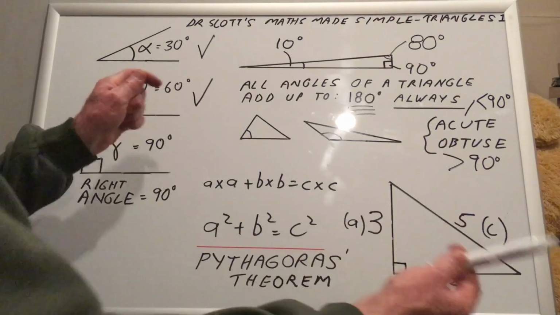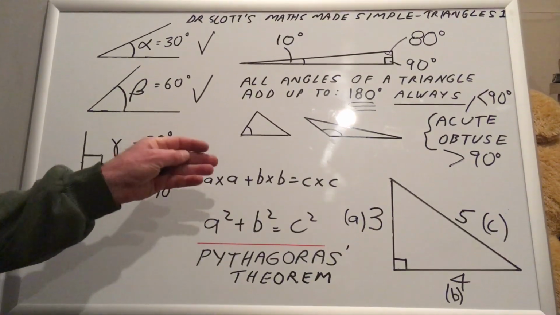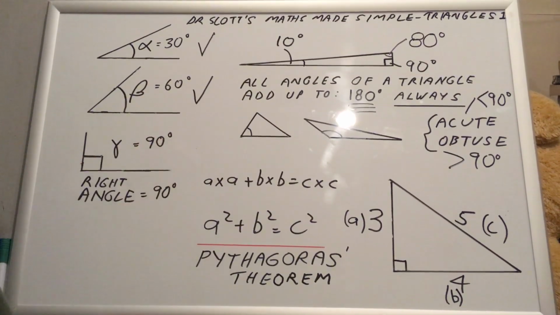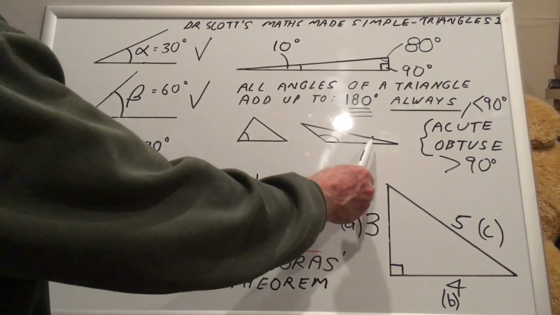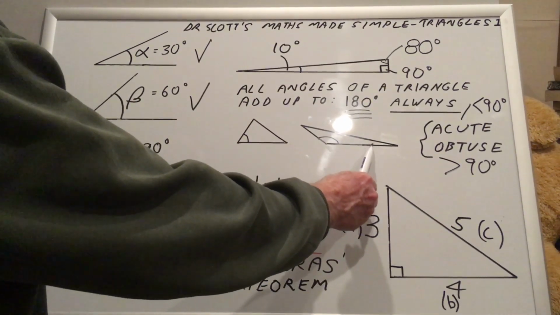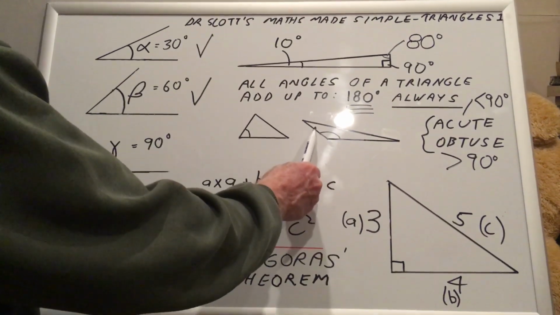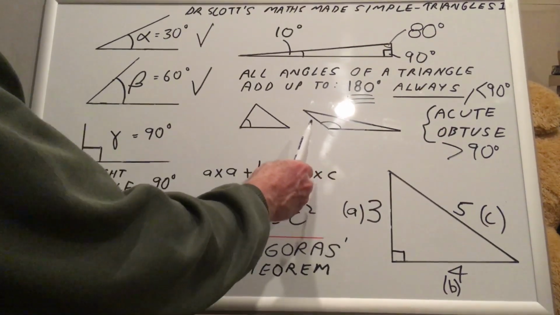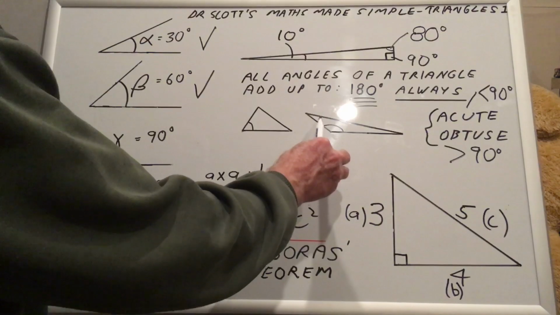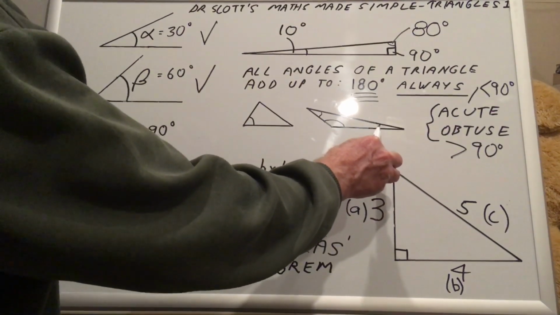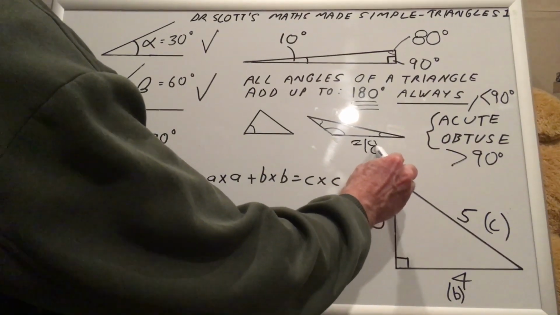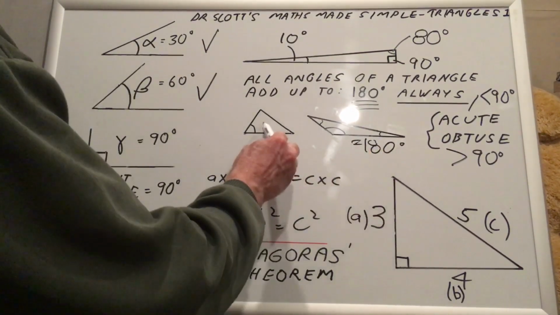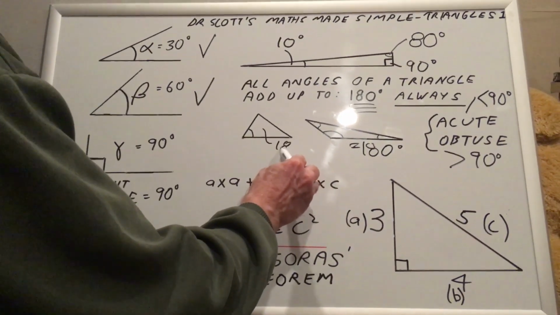It's just definitions because sometimes you'll hear these words and you need to know what they mean. So that's an acute angle, that's an obtuse angle. That's an acute angle, it's less than 90 degrees. That's an acute angle, it's less than 90 degrees. But don't forget, all three angles of this triangle, when you add them together, they'll add up to 180 degrees. Same with this triangle, they'll all add up to 180 degrees.